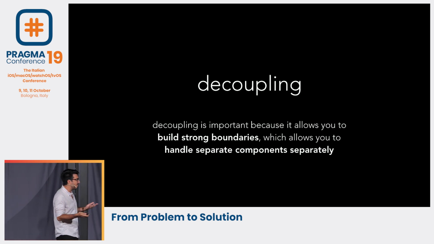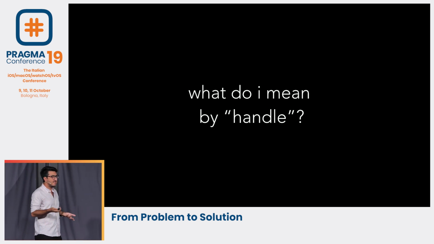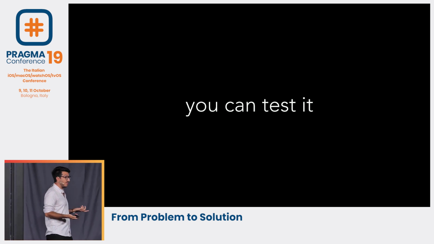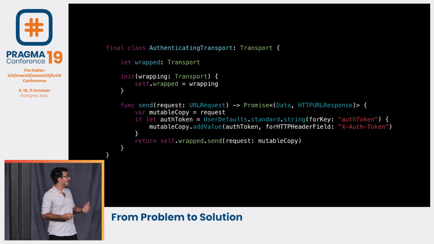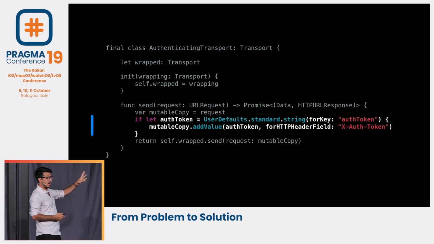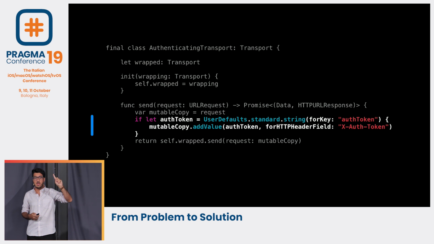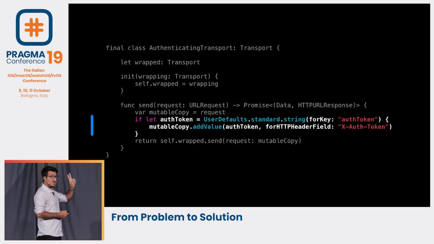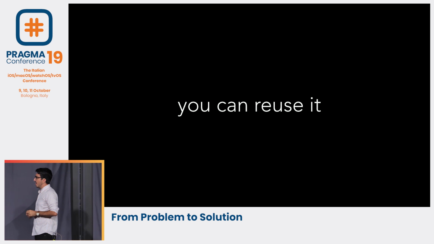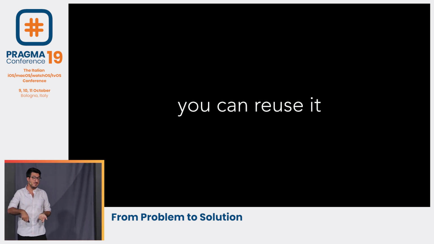Now, handle is a bit of a weasel word. What does handle mean? Well, I can be specific. You can test it. That's one, right? So we looked at this authenticating transport. There's a bit of boilerplate, but the main part is right here. There are 2 branches. Either the auth token exists or the auth token doesn't exist, right? And so that's 2 tests. You write 2 tests, and all this is fully tested, and it's pulled out of your main body of stuff, which is great. In addition to being able to test it, you can also reuse it.